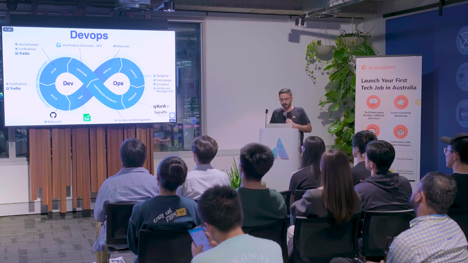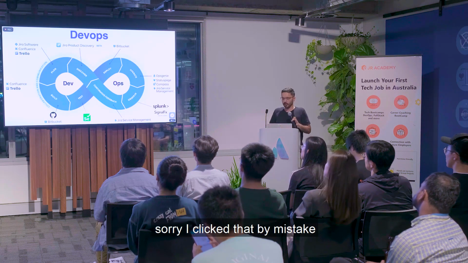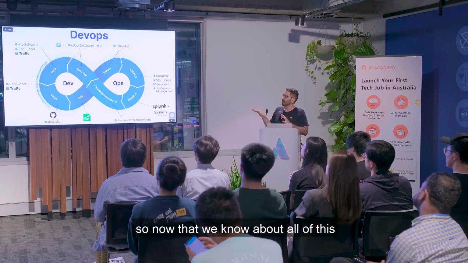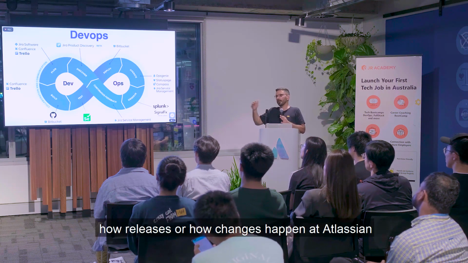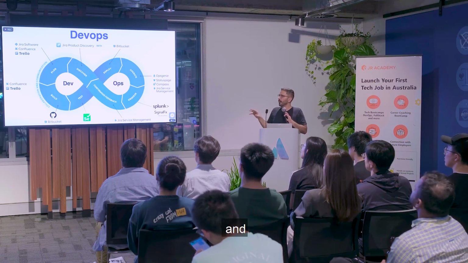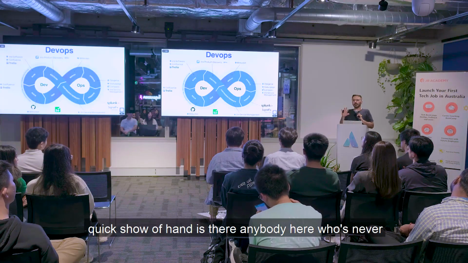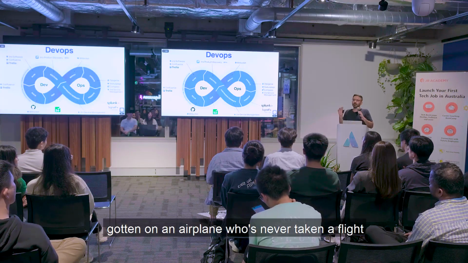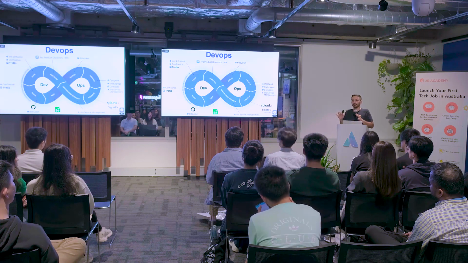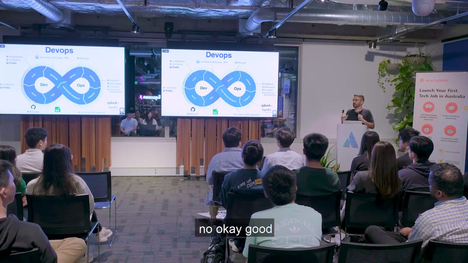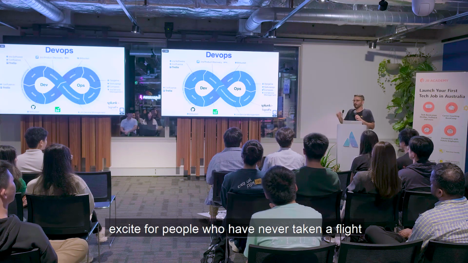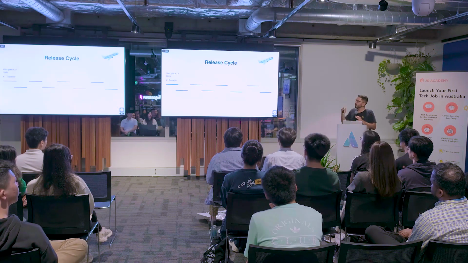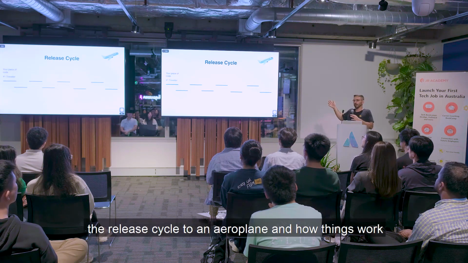Now that we know about all of this, I'll just quickly walk you through how releases, or how changes, happen at Atlassian. And a quick show of hands: is there anybody here who has never gotten on an airplane, who's never taken a flight? No? Okay, good. It would have served as a learning exercise for people who've never taken a flight, because I've used the analogy of the release cycle to an aeroplane and how things work.